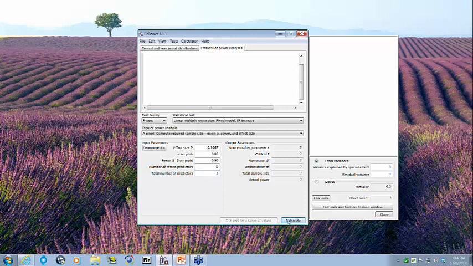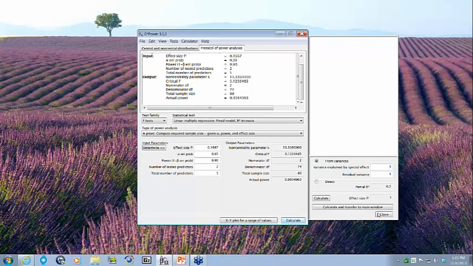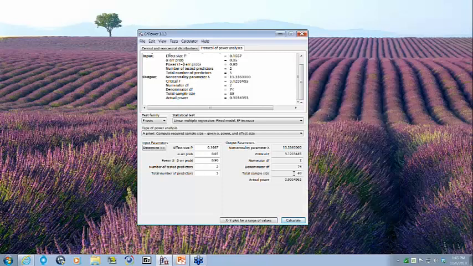Okay, so there. Let's calculate it. Close that out of there. Oh, that's not bad. You only need 80. That's not so bad. And there's your actual power. Okay, so that's pretty good, actually.